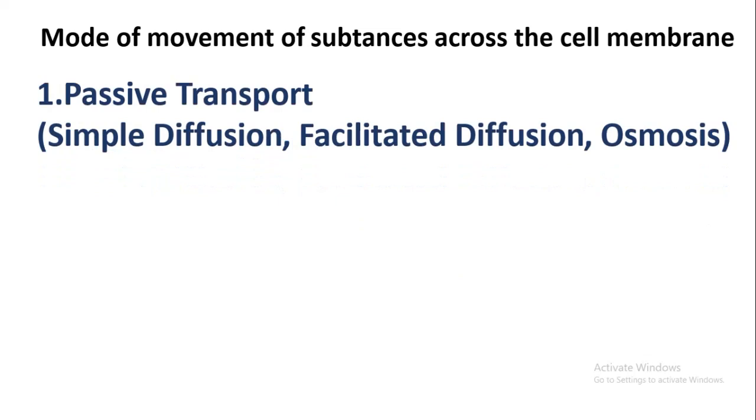Some substances normally pass through the cell membrane through passive transport. When you talk of passive transport, this is the movement of substances from a higher concentration to a lower concentration without the need of energy. So in passive transport, there is no need of energy.